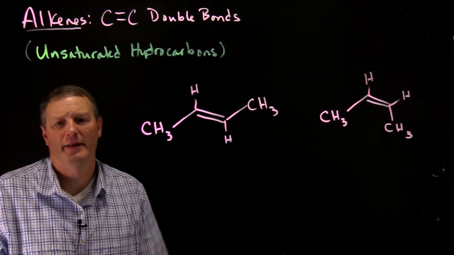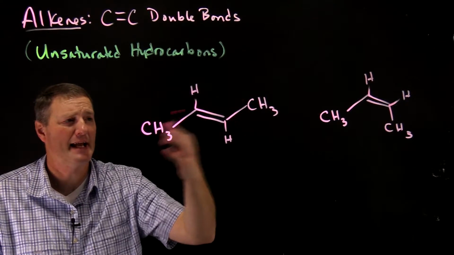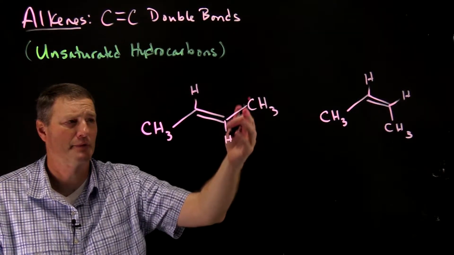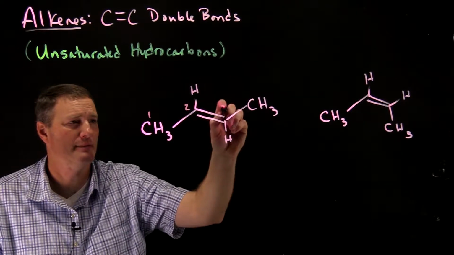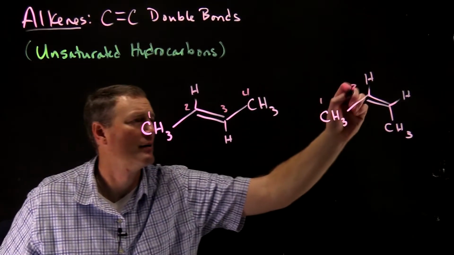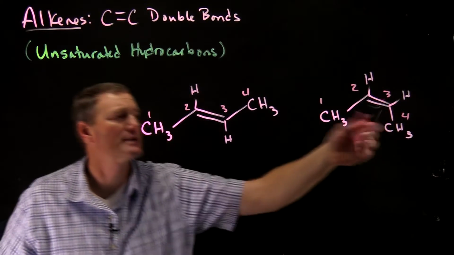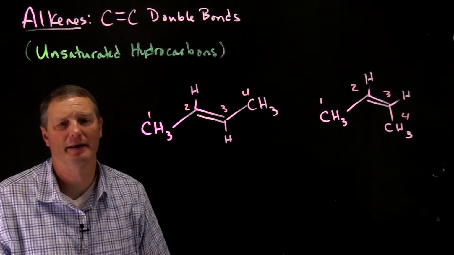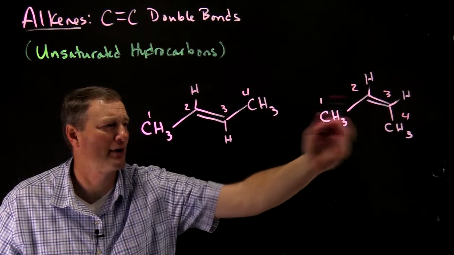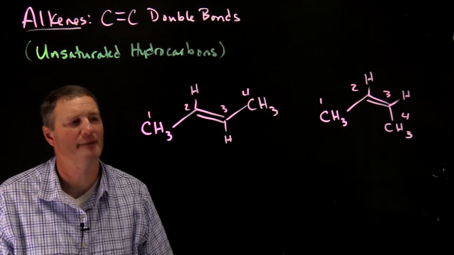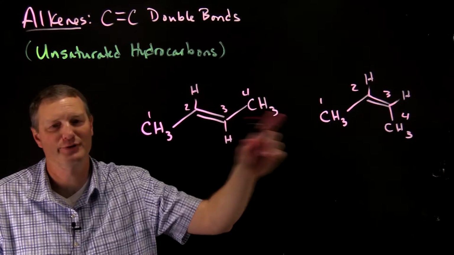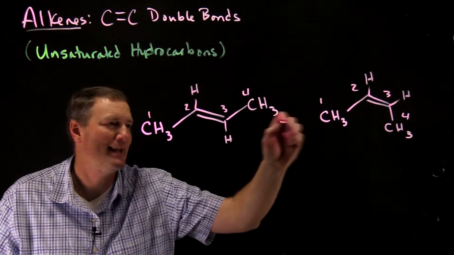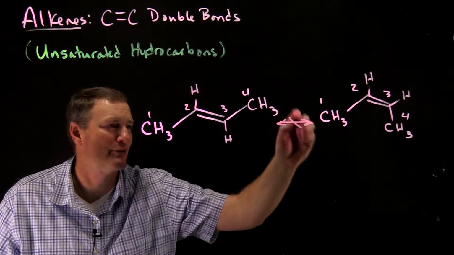Okay, notice these two molecules have the same basic connectivity of carbons. We've got 4 carbons and a double bond between carbons 2 and 3. However, in this molecule on the right, I've oriented it so the methyl groups are both on the same side of this bond. Well, it turns out that with alkenes, these are not interconvertible. So I cannot interconvert between these two.